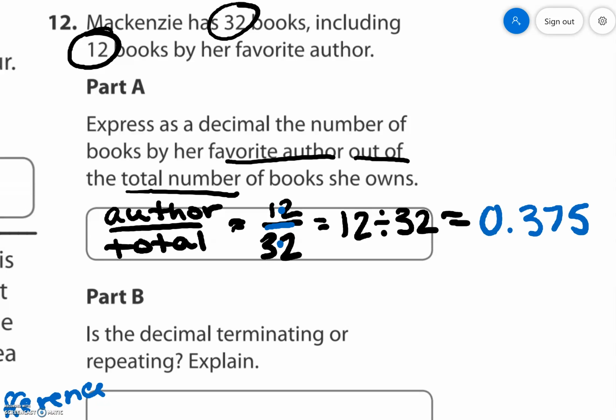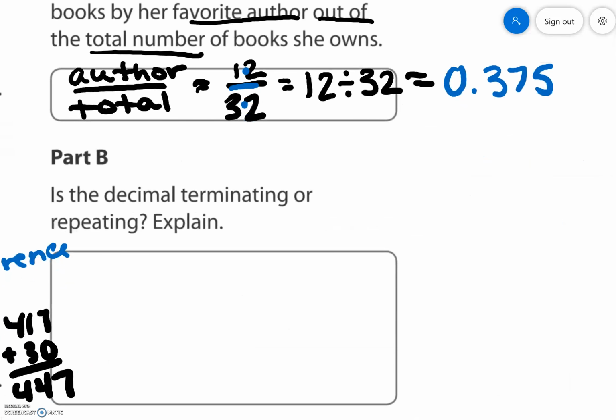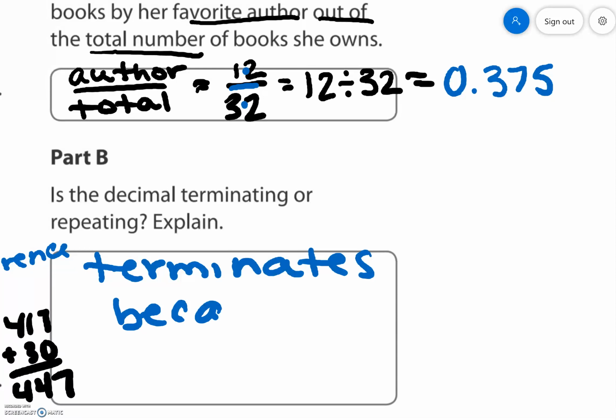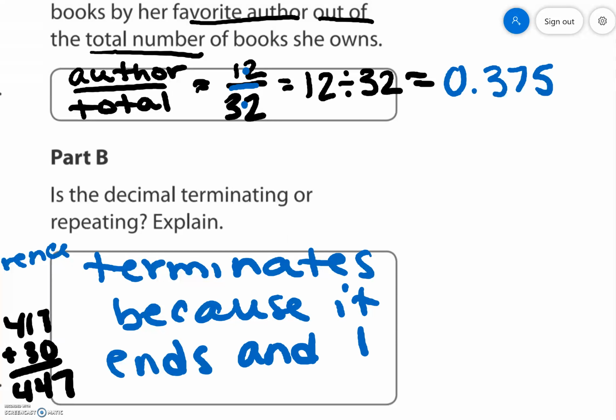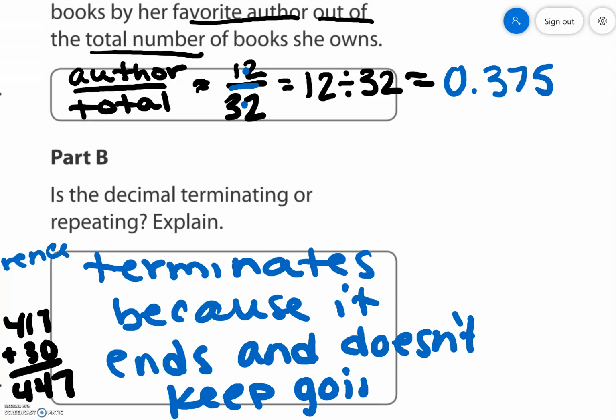0.375. Is this decimal terminating or repeating? Explain. This decimal terminates because it ends and doesn't keep going. So it stops at the 5.